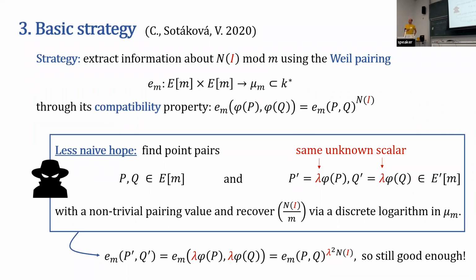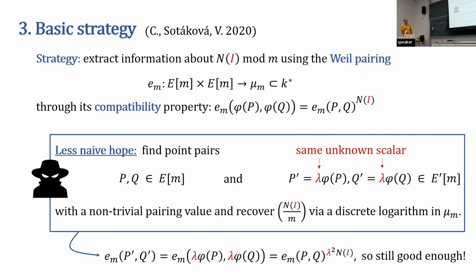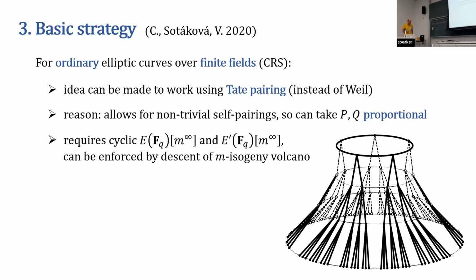Okay, and so this is really the strategy that we had in this previous work with Jana, and we could make it work for ordinary elliptic curves over finite fields. Why could we make it work there? Well, instead of the Weil pairing, we used the Tate pairing, and the Tate pairing allows for non-trivial self pairings. So you can pair a point with itself, and the outcome is non-trivial. That's very interesting if you want to have this same scalar lambda. You just take some P prime, and you take Q prime equal P prime, and you take Q equal P, essentially. And you have this scalar lambda for free. Of course, you have to be a little bit less naive than that, but that's essentially the reason for resorting to the Tate pairing.